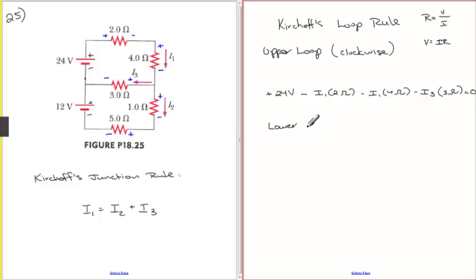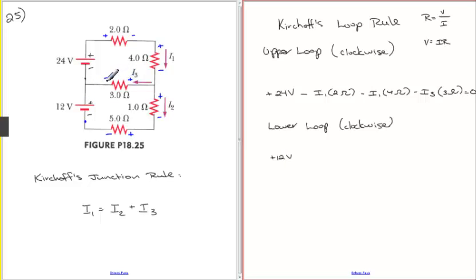And then we have the lower loop. So let me put a different dot. Doesn't matter. I'm going to start right here after the battery. And we'll also go clockwise. If we went counterclockwise, all the signs would be different. But because they equal zero, you could just divide by negative one, and you get back to the same thing. Okay, so we have plus 12 volts across this battery.